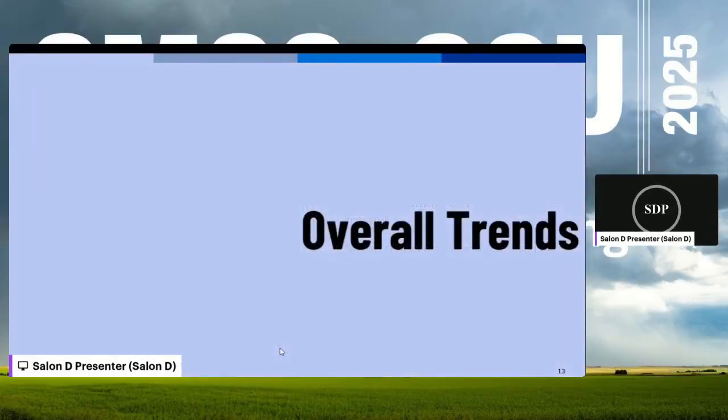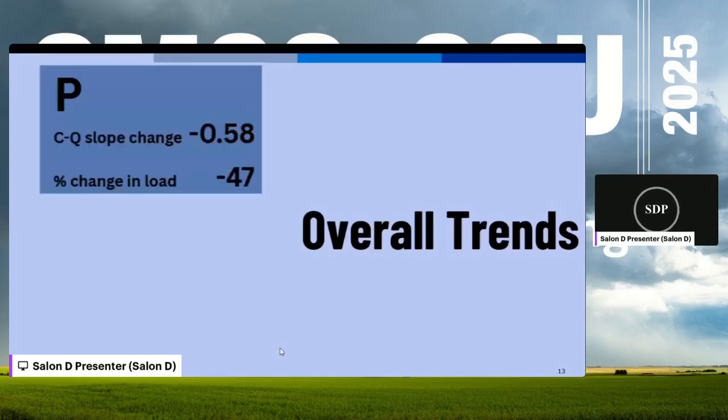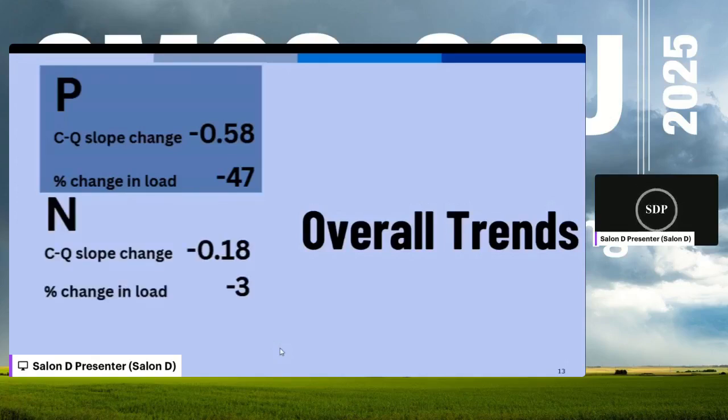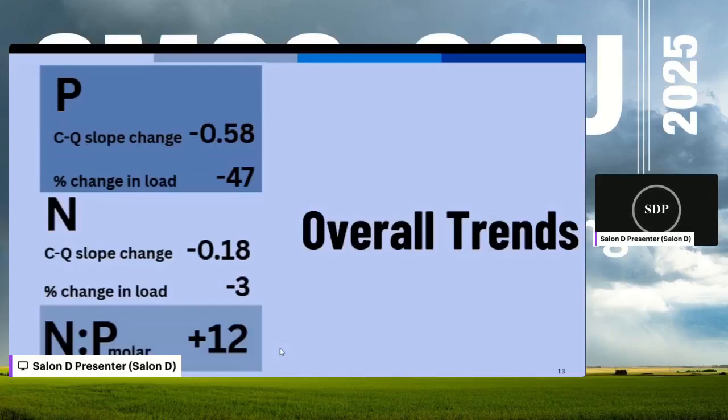So, overall trends. This is when you take a photo, because I'm about to summarize all the work. Phosphorus: the CQ slope changes by negative 0.58, and we see a 47% decrease in the load. Nitrogen: we see only a negative 0.18 change in CQ slope. That's because nitrogen transport is already very chemostatic in this region, and there is a percent loading change overall of negative 3, but very interannually variable. And overall, this increases the molar N:P ratio across the basin by 12 points.